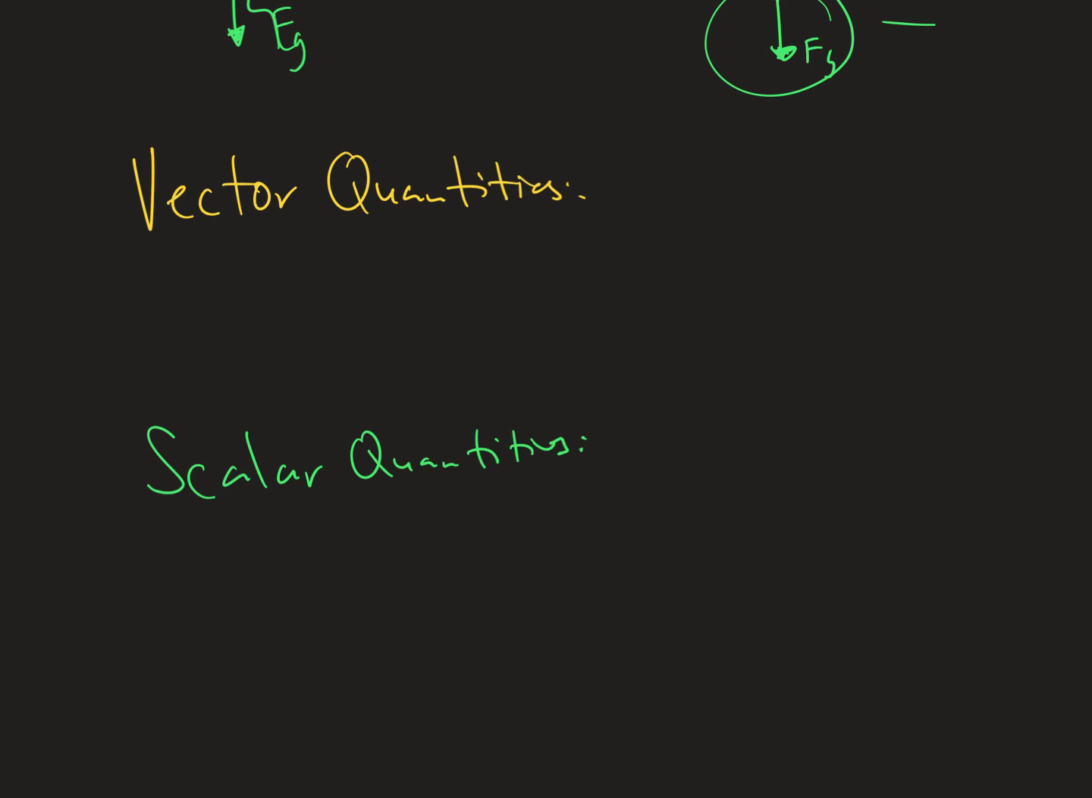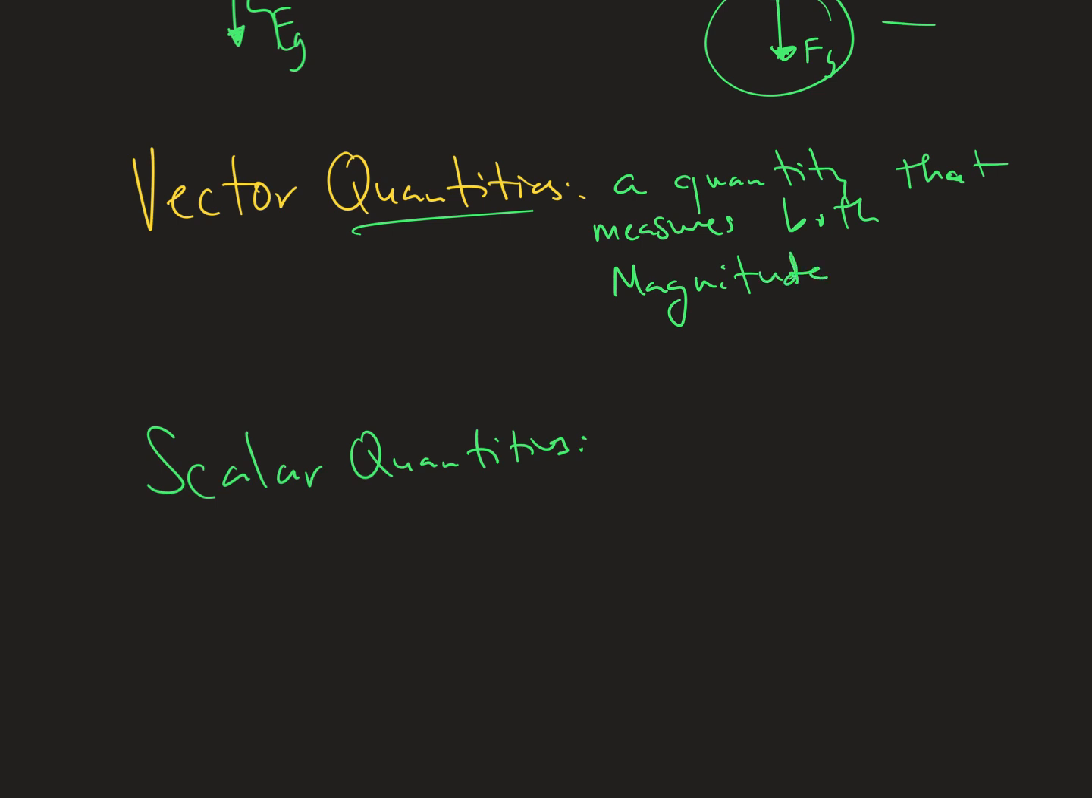All right. So a vector, so what's a quantity? What is that? Amount, right? Like a number amount, yeah? So it's a quantity. So a vector quantity is a quantity that measures both magnitude and direction.